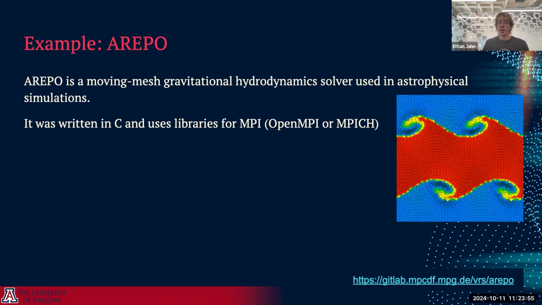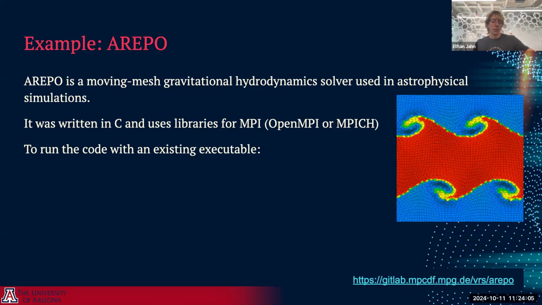So depending on your system, you might want to use OpenMPI, MPICH. These are backends for all of those function calls that we saw earlier. To run the code with an existing executable, so this is assuming that you've already configured and compiled your executable, the code to run that would look something like this.